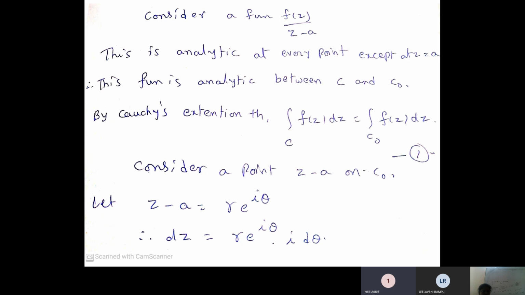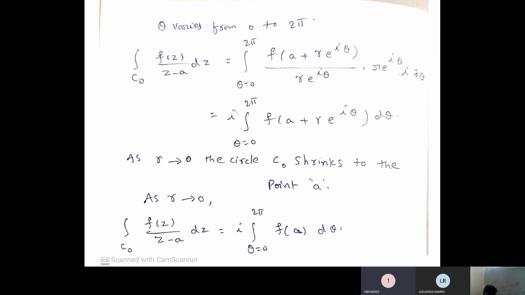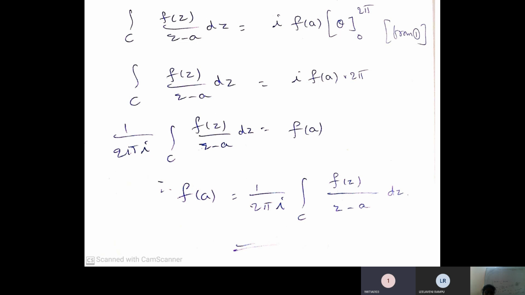Now z minus a equal to r e power i theta. So by integrating this with respect to theta, you can get i into f of a into 2 pi. That is, from that, f of a equal to 1 by 2 pi i integral over C f of z by z minus a dz. Okay, let us go to the next one.